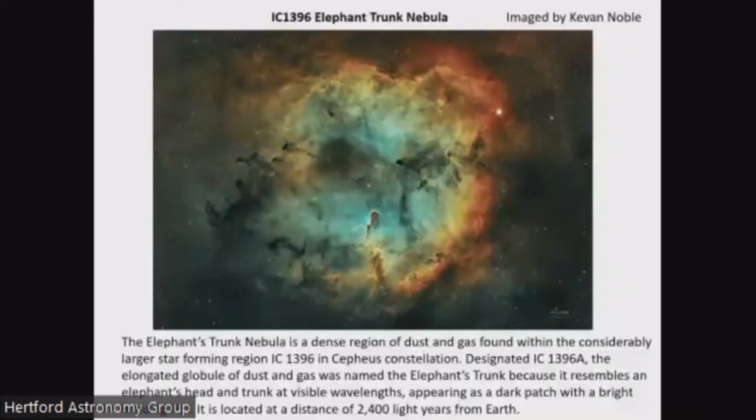The last image, another one by Kevin. Thought it was fantastic. I did show you the Elephant Trunk Nebula there, but that image is spectacular. I'll just read a bit of the blurb. The Elephant Trunk Nebula is a dense region of dust and gas found within the considerably large star-forming area IC 1396 in the Cepheus constellation. There's a bit of information about the designation and the visible wavelengths of light, but the distance from us is about 2,200 light years.